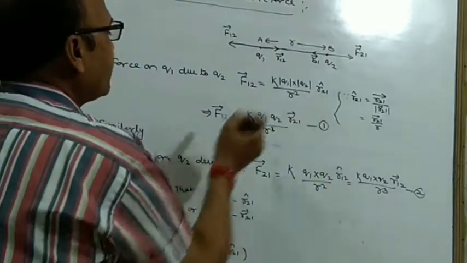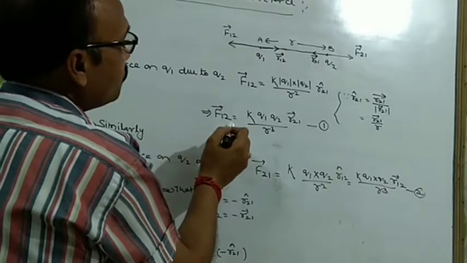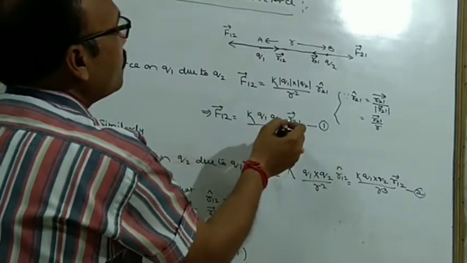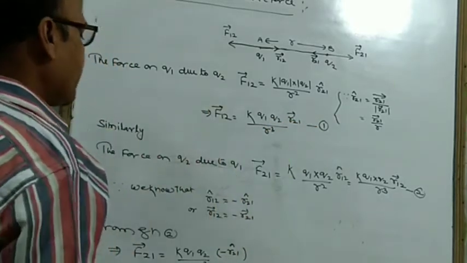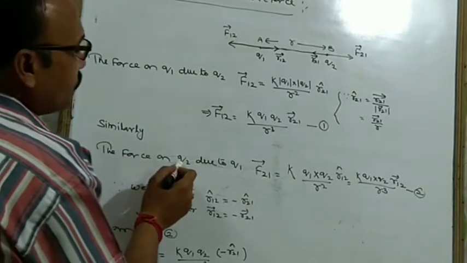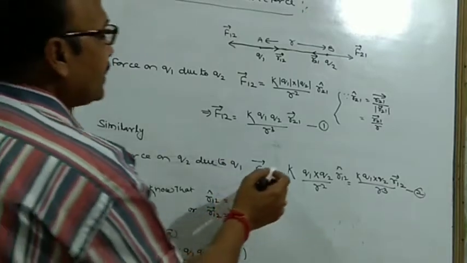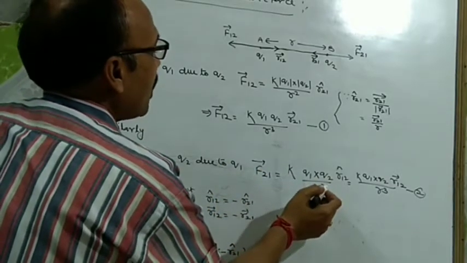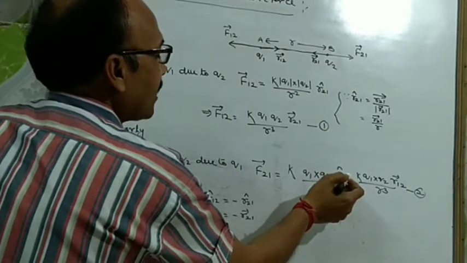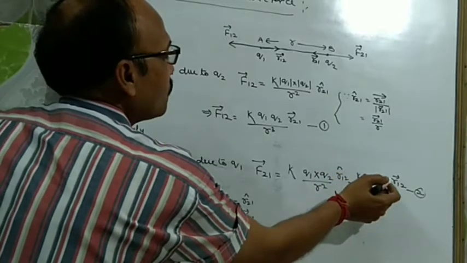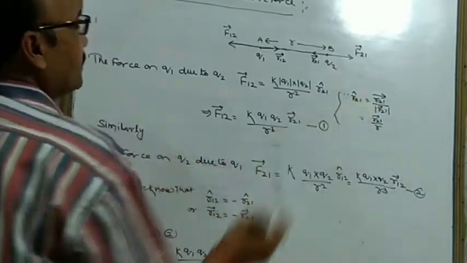Put this value here and we can write F12, meaning force on Q1 due to Q2, equals K Q1 Q2 into vector R21 upon R square. Similarly, the force on Q2 due to Q1, noted by F21, will be equal to K Q1 Q2 upon R square into unit vector R12, or K Q1 Q2 vector R12 upon R square by this formula.